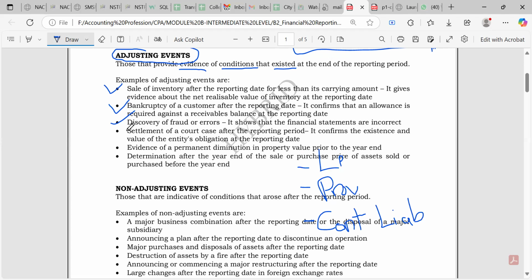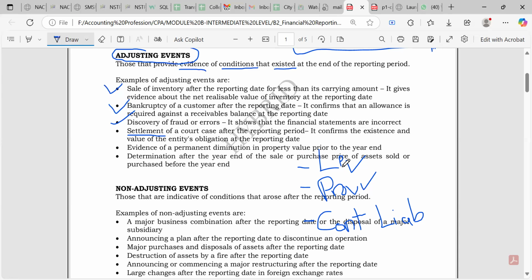settlement of a court case after the reporting period. It means that by the end of the period, we are not sure on whether we definitely are going to pay, at which point we call it a liability, or it is more likely than not that we're going to pay, a provision, or it is less likely that we're going to pay, just a contingent liability, right? But after settlement, you are 100% sure of what to do. Maybe you definitely had to pay something, or you didn't have to pay anything.